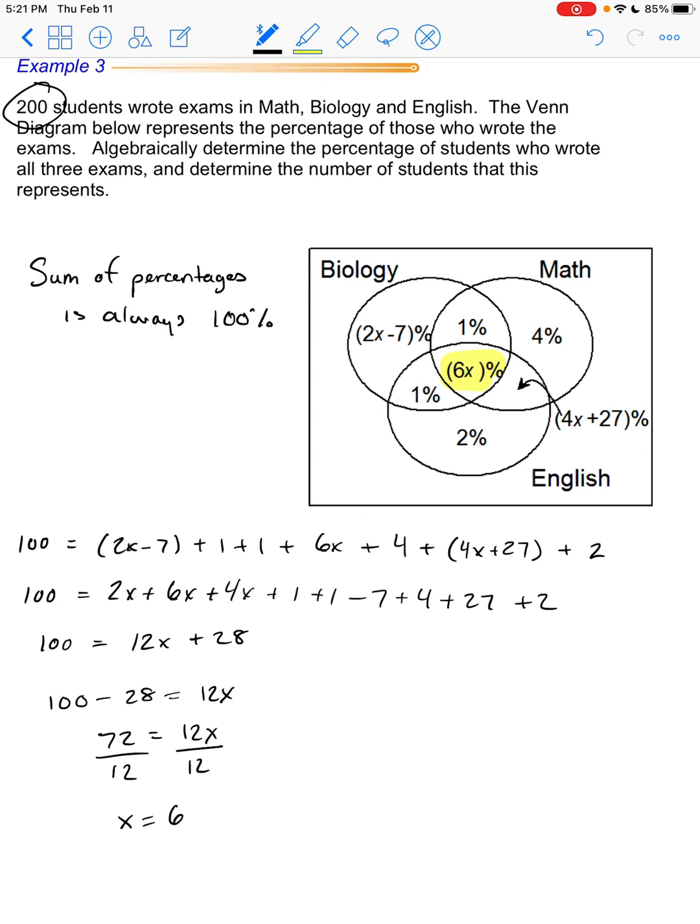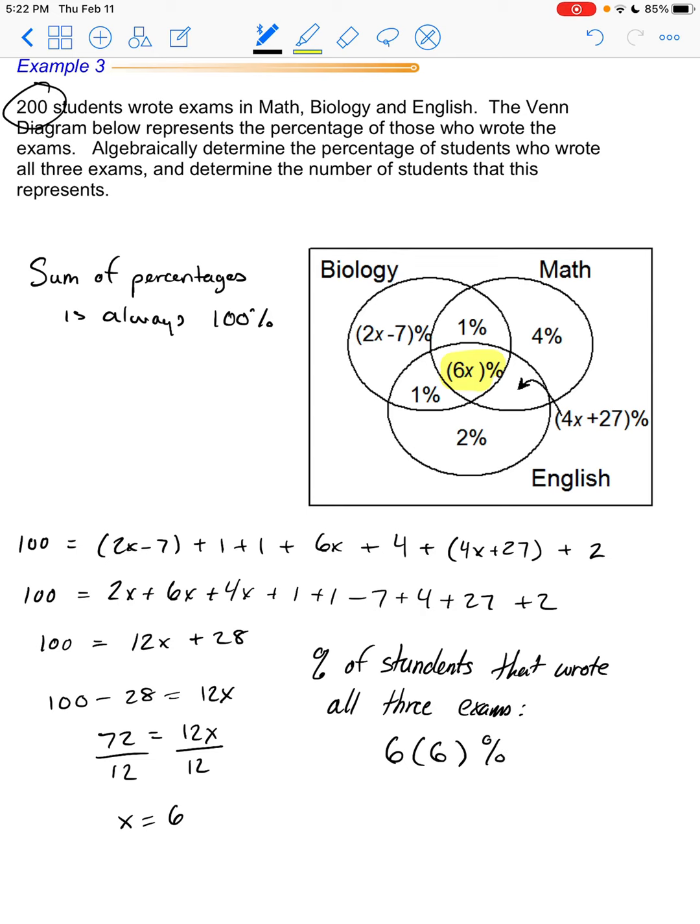So the percentage of students that wrote all 3 is 6 multiplied by what we just found x was, percent. So that equals 36%.